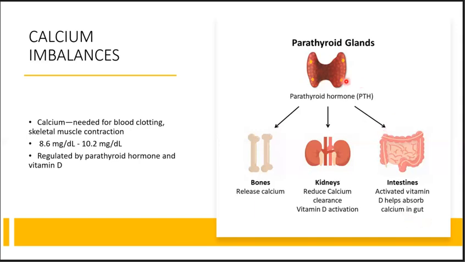So these are the parathyroid glands. They secrete the parathyroid hormone, which regulates calcium levels in the blood, largely by increasing the levels when they are too low. And how does it do this? It does this by its actions on the kidneys. The parathyroid hormone acts on the kidneys and reduces calcium clearance, and also helps to activate vitamin D. It also acts on the bones, causing them to release calcium from large calcium stores in the bone into the bloodstream. It also has effects on the intestines or the GIT, where activated vitamin D helps absorb calcium in the gut.